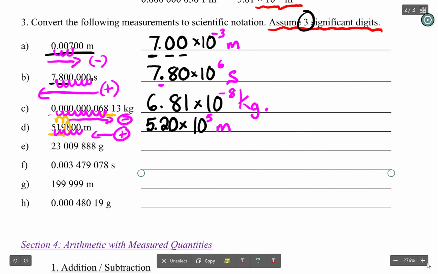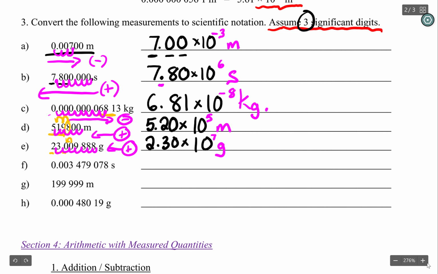Going on to the next one. I need three significant digits. So starting on my left, I find my first real non-zero number, 2, 3, 0. Those are three significant digits. The number behind does not round up. So this would be 2.30 times 10 to the power of. I then move my decimal place over 1, 2, 3, 4, 5, 6, 7 times. Because it's to the left, it's positive, so times 10 to the power of 7, and in this unit, grams.